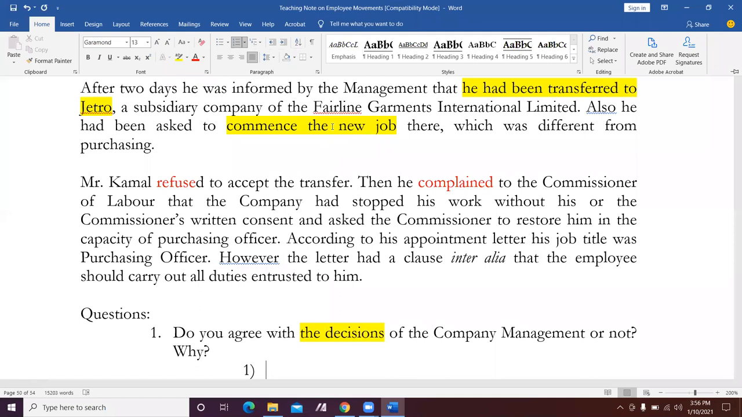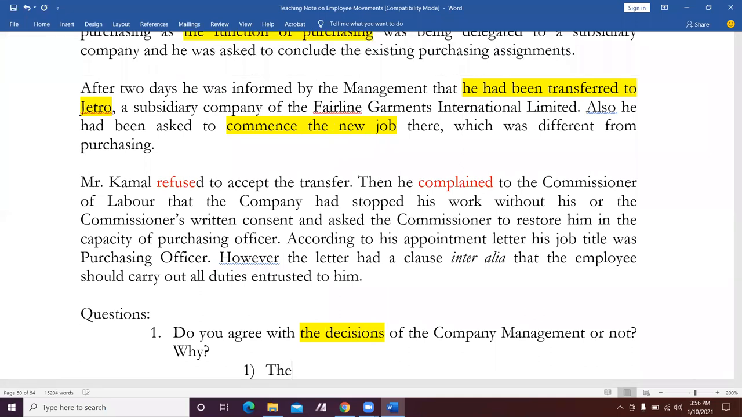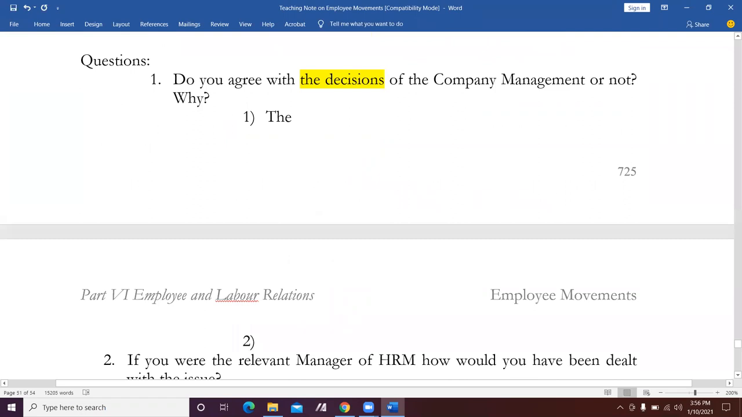Reason one, the decision of outsourcing was done by the management. Then the management is responsible for the well-being of Mr. Kamal. Then second reason, this job, as I mentioned previously, is a specialized one. He was hired owing to his right expertise of purchasing.